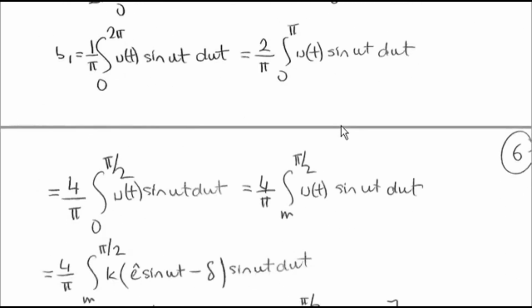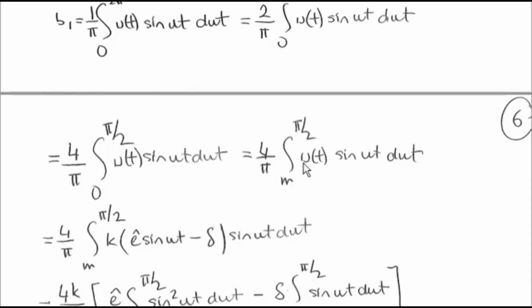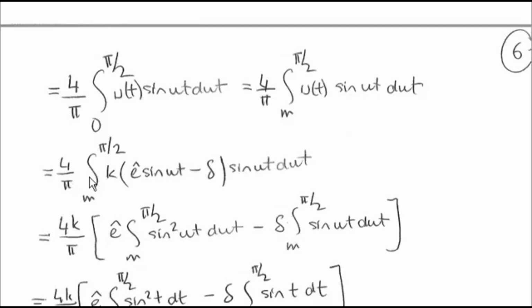So now let us write this result. 4 times the integral from 0 to pi over 2, and I have 4 times the integral from m to pi over 2. And now I can write what u of t is in this interval, and sine omega t will remain there. So this is my u of t, and I have sine omega t d omega t here. So now I can make some manipulations. So first take this k outside. K is taken outside, and I have e hat sine square omega t here, and I have minus delta times the integral of sine omega t d omega t.